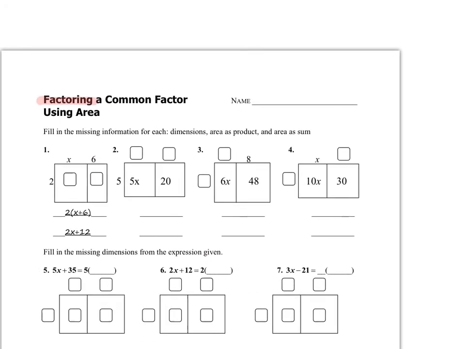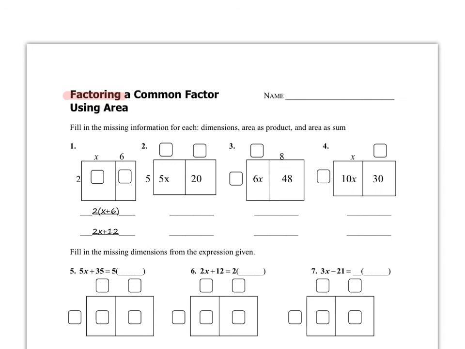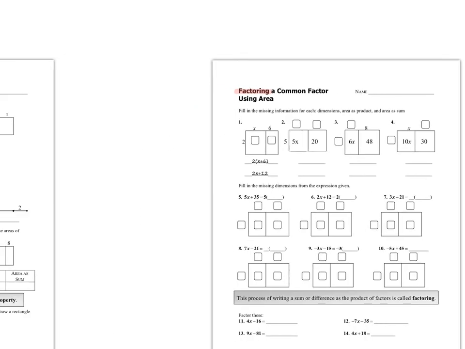Once again, looking forward to next week. We're going to start this process of factoring. The way we're going to start is with this number 1. Fill in the missing information for each. Dimensions, which are length and width, all the measurements of a shape. Area as product. Area as sum. You can see that number 1 is started for you. There's a height, and there's a length across of x, and another 6. We're supposed to fill in these missing pieces here. All right, so we'll start factoring next week.